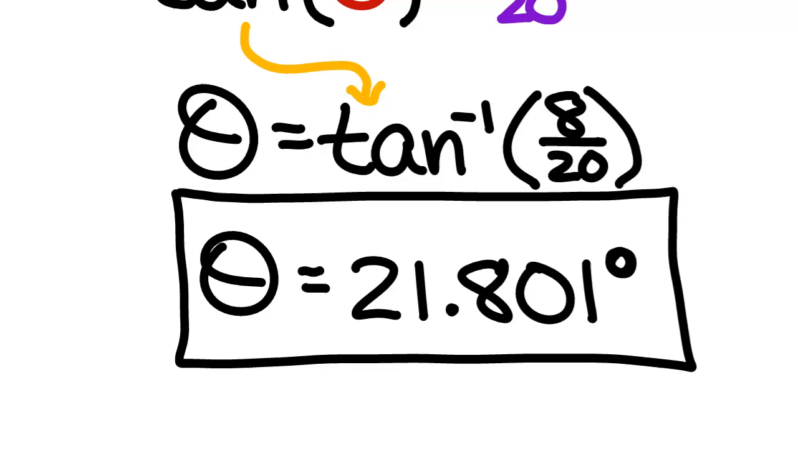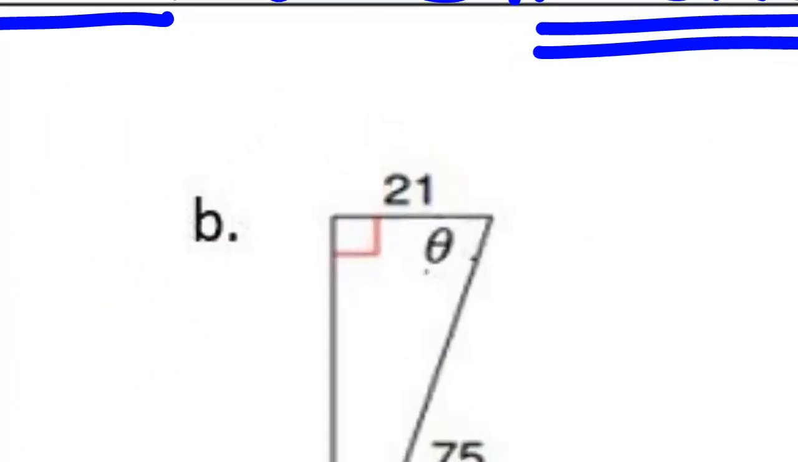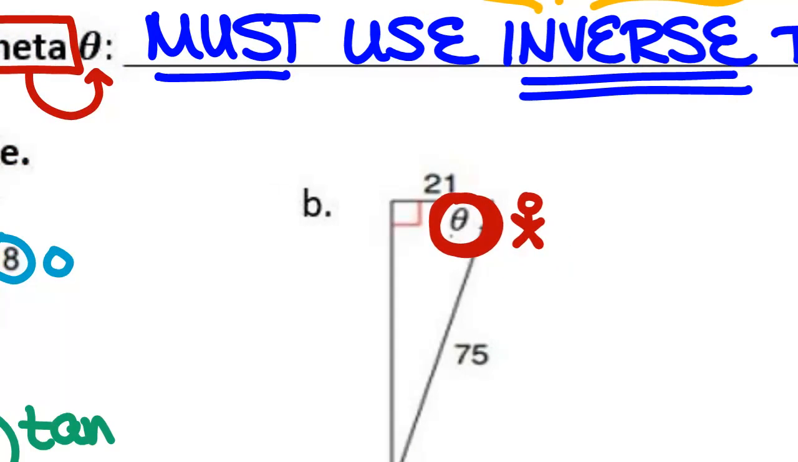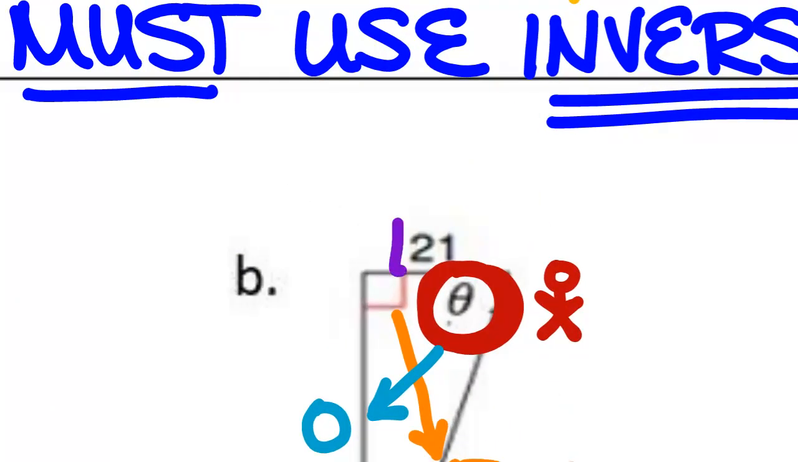Let's try example B now. Same 3 steps from yesterday. Circle, label, set up. What are we circling? We're going to circle this guy right here, the theta. This is where we're standing. Then we label the hypotenuse. What's the hypotenuse here? 75. Then we label the opposite side. Where's the opposite side? We don't have it, but I'm still going to label it. Here's my opposite. And so this 21 up at the top is adjacent.